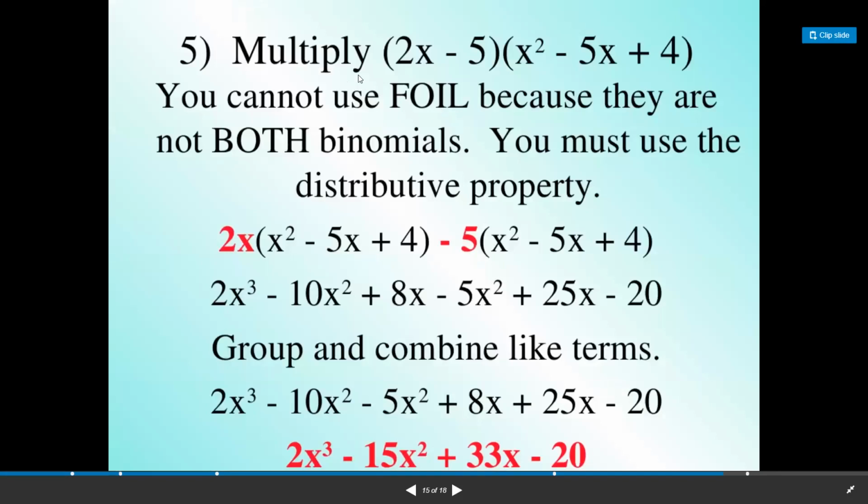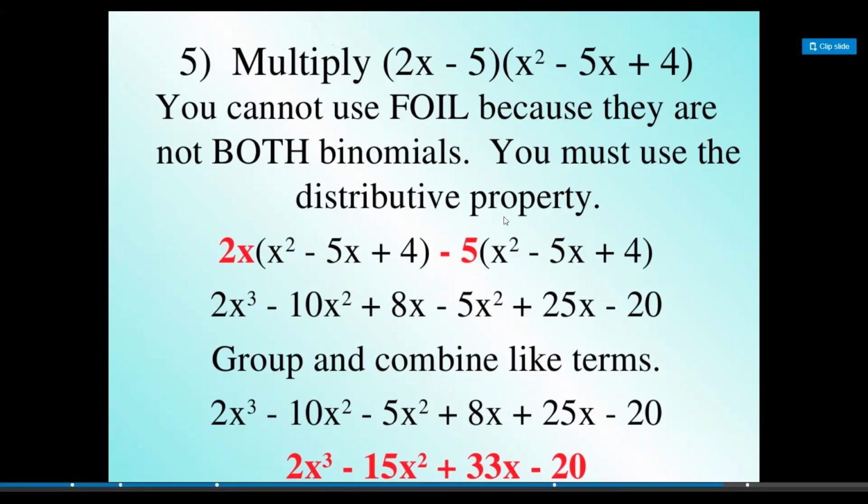So you cannot use FOIL. Look here, 2x minus 5 and x squared minus 5x plus 4, which I said at the beginning, is practically shown here. You cannot use the FOIL method because they are not both binomials. 2x minus 5 is a binomial, but x squared minus 5x plus 4 is not a binomial, it's a trinomial.